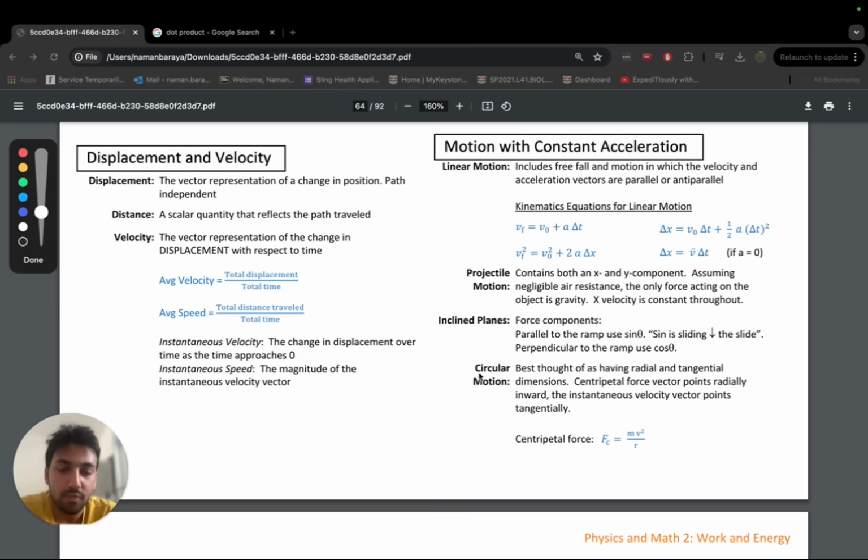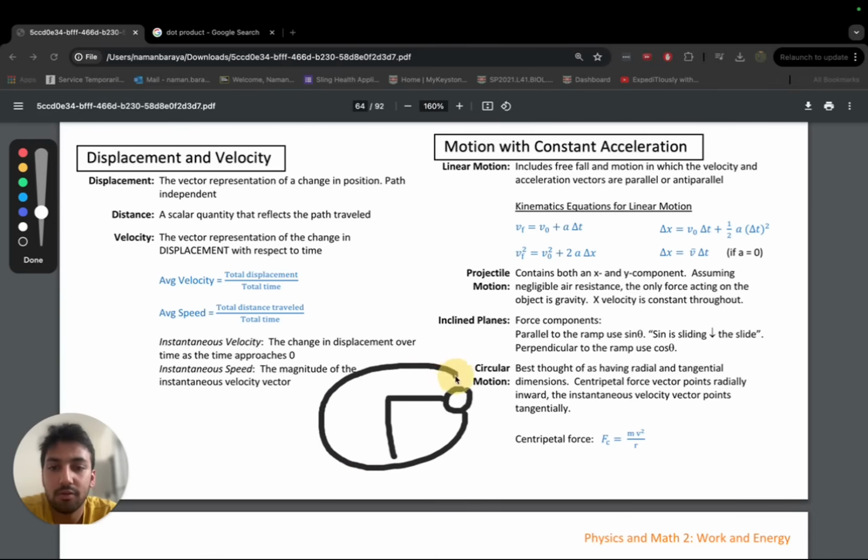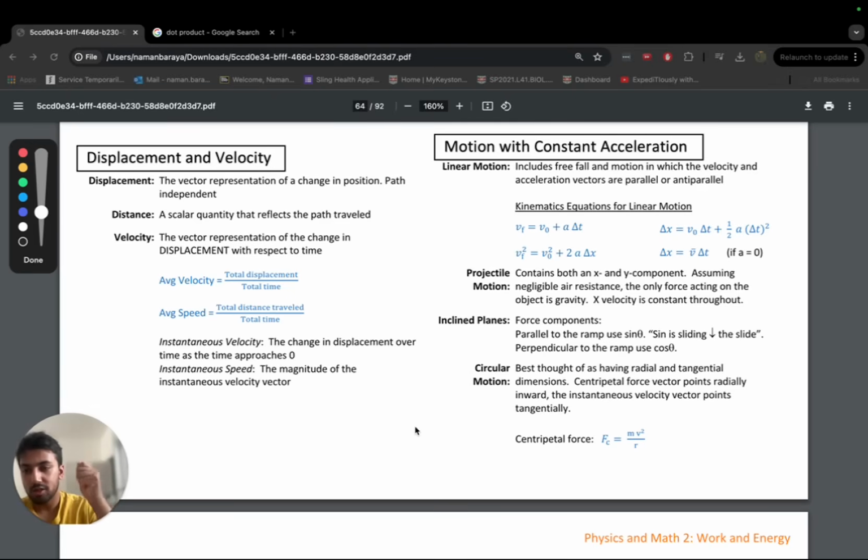All right, so circular motion, how I always think about this is, let's say you have a rod, and then you have a piece of string attached to this little ball, and the ball is going around that rod, right? It's going in circles, and you just hold it, and it's just spinning like that.